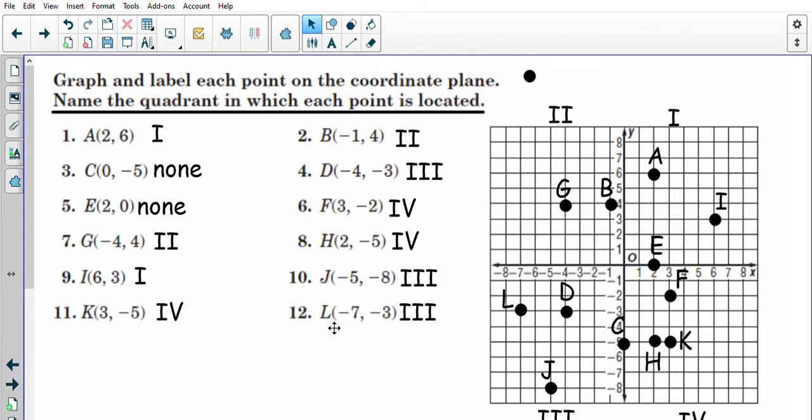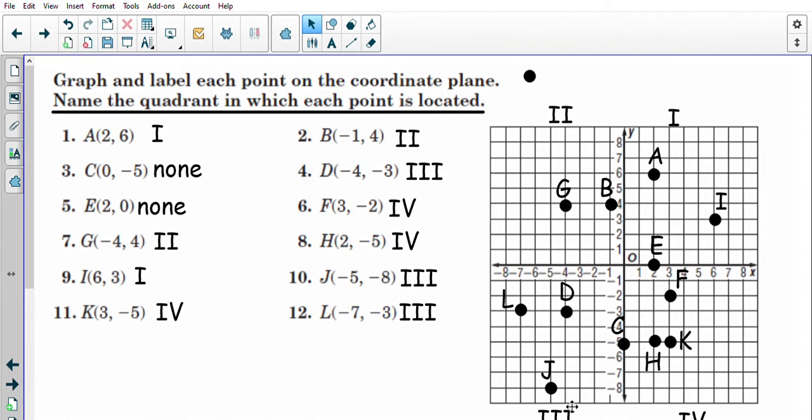Point C is at 0, -5. Be careful with these ones where either your x or your y coordinate is 0. Students struggle with those frequently. 0, -5 means I start at 0 and I go down 5 and put a point. It is not in a quadrant. We just write none. Point D, -4, -3. Start at 0, 0, go left 4, down 3, put a point and label it. This point will be in quadrant 3.